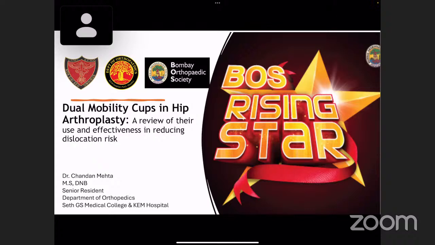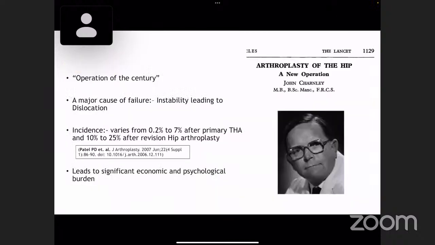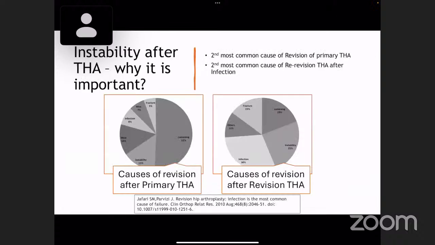Good evening, everyone. I am Dr. Chandan Mehta, Senior Resident in Department of Orthopedics at CHGS Medical College and KM Hospital. Today, I'll be talking about dual mobility cups in hip arthroplasty, their use and effectiveness in preventing dislocation. Total hip arthroplasty has been termed the operation of the century. And like any other surgical procedure, it comes with its own complications. A major cause of failure of total hip arthroplasty is instability leading to dislocation. The incidence of dislocation varies from 0.2% to 7% after primary total hip arthroplasty and 10 to 25% after revision hip surgeries. Why is instability important in total hip arthroplasty?